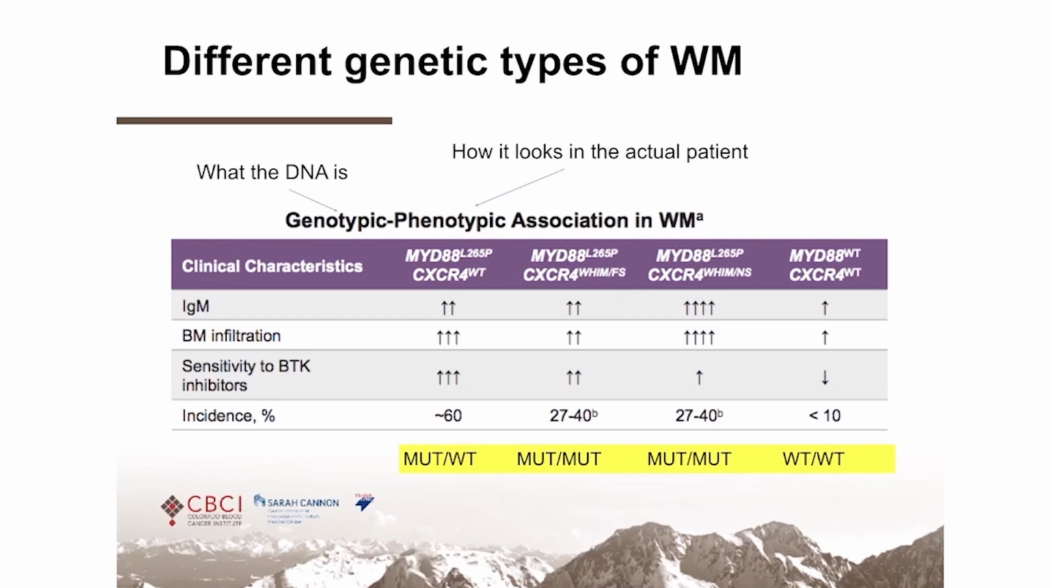In contradistinction, if you have MYD88 mutation and a nonsense CXCR4 mutation, you have very high levels of IgM in your blood, very, very high levels of infiltration of the lymphoma in your marrow. You don't respond nearly as well to the BTK inhibitors. Unfortunately, this is less common.